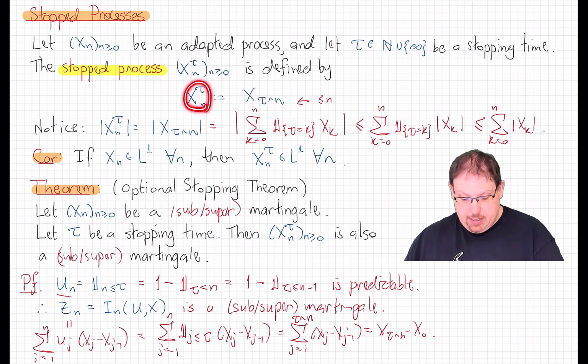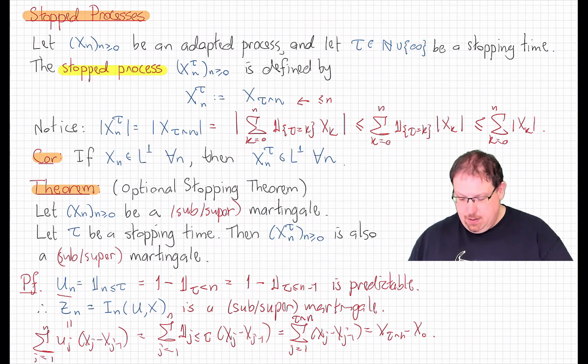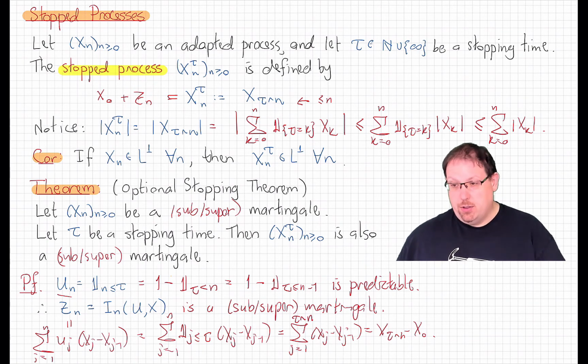So the stopped process here is not quite equal to a stochastic integral. After all, stochastic integrals always have mean 0, and there's no reason to think that X_n or X_n tau did, but the only difference is the value at X_0. So this is equal to Z_n plus whatever X was at time 0. Z_n is a martingale or submartingale or supermartingale, and it's easy to check that adding on a fixed F_0 measurable random variable doesn't change that status, which concludes our proof of the optional stopping theorem.